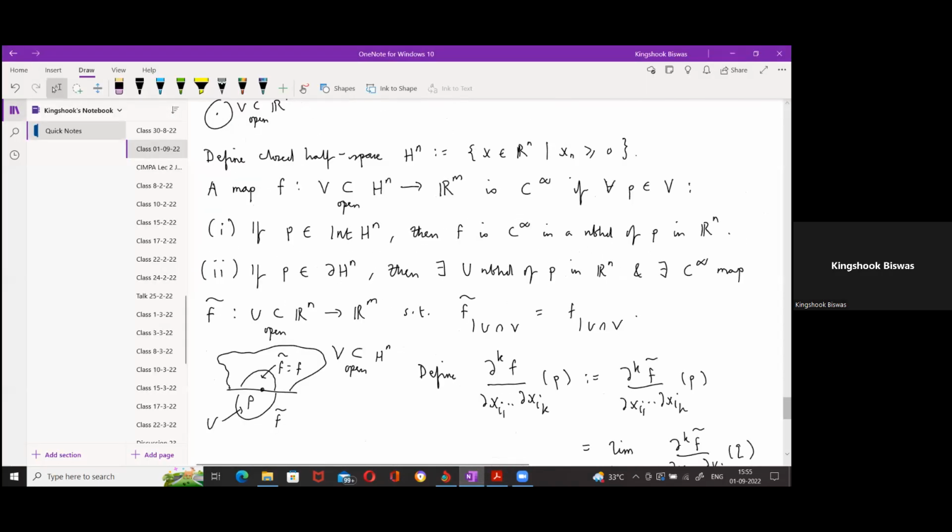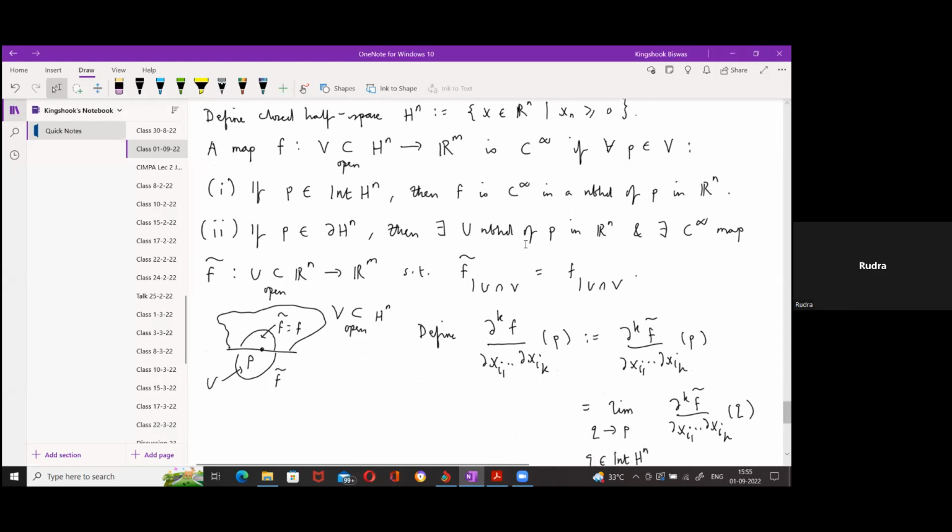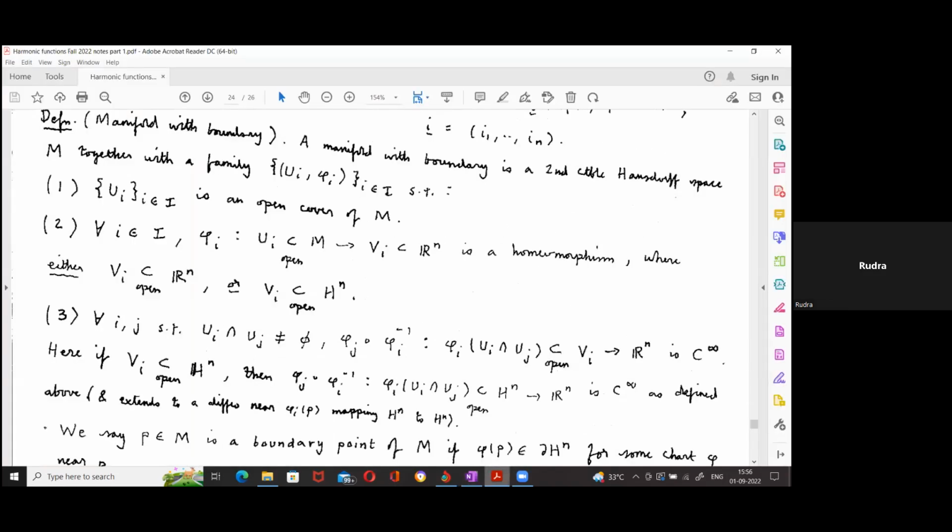Is it clear? That near each point you have an extension to a smooth function in the lower half plane as well. All right. Is it clear? Yes, sir. So the change of chart should be smooth in this sense. Okay. All right.